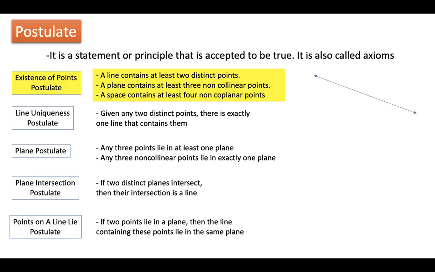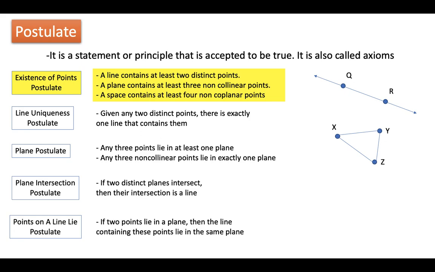distinct points. So if there's a line, it contains not only one point, but at least 2 points. So this line contains point Q and point R as known points. So it can be 3 points, 4 points, or an infinite number of known points. While a plane contains at least three non-collinear points. So in this plane, it contains point Q, point Y, and point Z. So it may contain 4 points, 5 points, and so on.